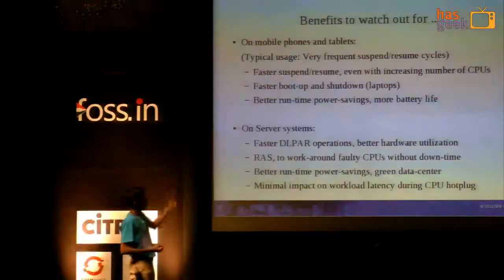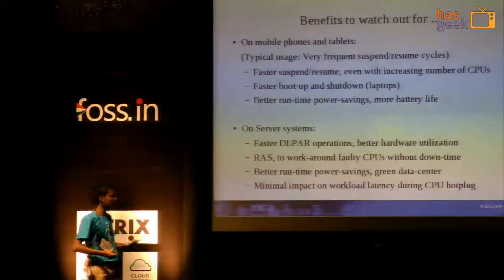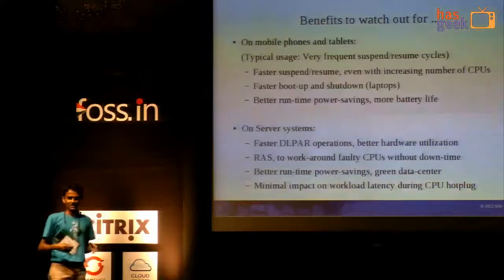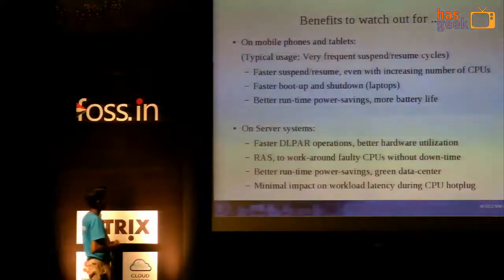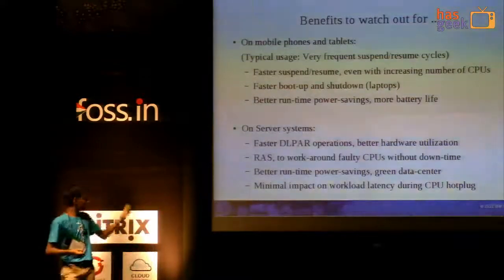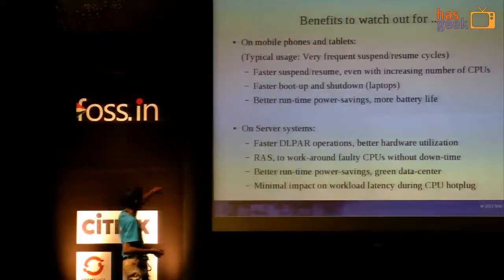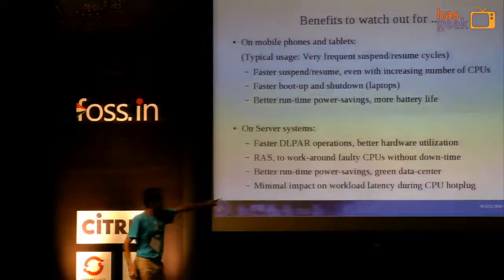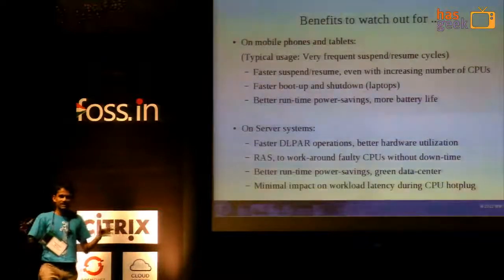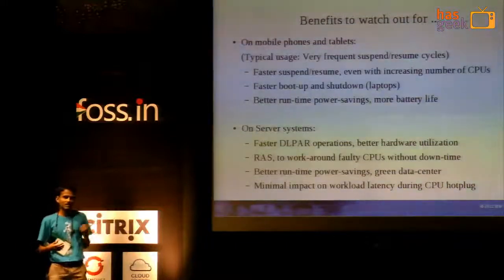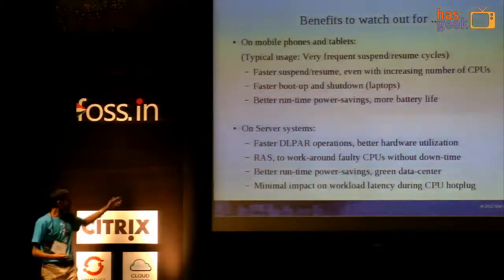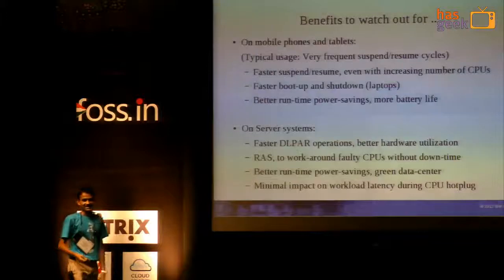On server systems, you can do faster DLPAR operations, which effectively means that you'll use your hardware better because you won't think so much about doing a DLPAR operation. It is fast, so you can keep doing it. The other thing is RAS, and to work around faulty CPUs. One of the things that matters for this particular thing is minimal impact on workload latency during hot plug. Some CPU went faulty. You don't want to hurt every CPU on that. So if you get rid of the stop machine thing, you'll actually not hurt workload latency, that kind of thing. And of course, better power savings, and you'll have a green data center.